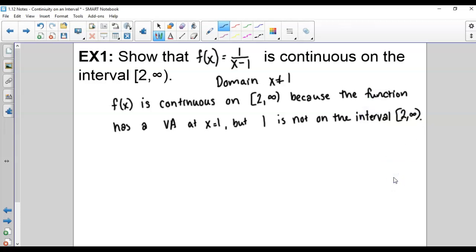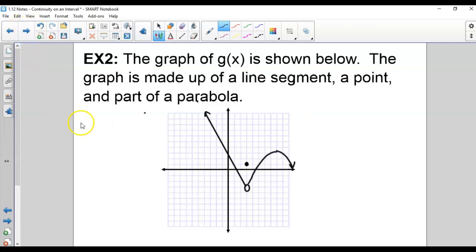And there's other ways you can say this. Don't think that this is the only way that you can phrase this. You could say something about the domain of this function is everywhere that x does not equal 1. 1 is not on the interval from -2 to infinity, so it's continuous on this interval. Any questions?